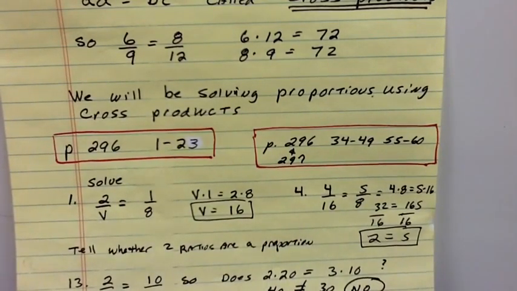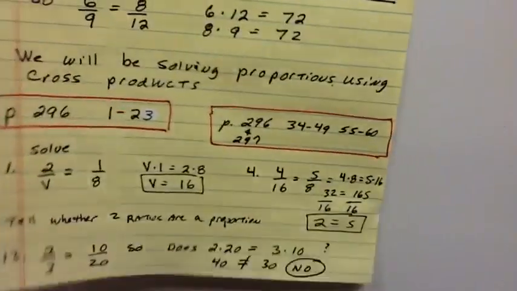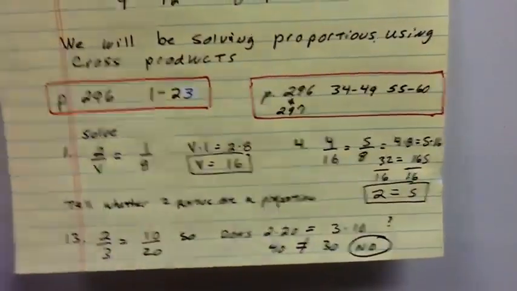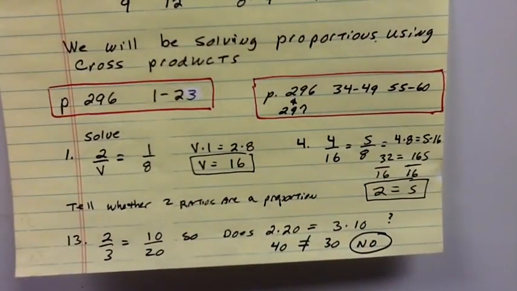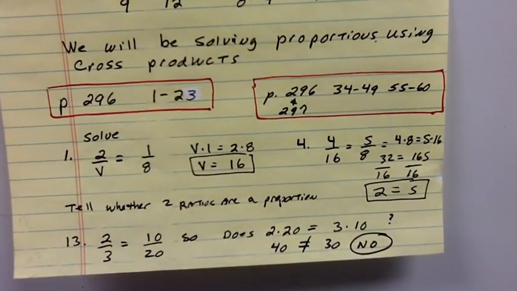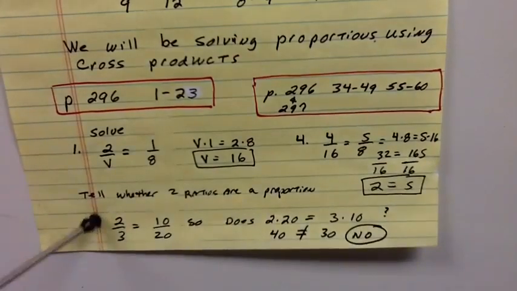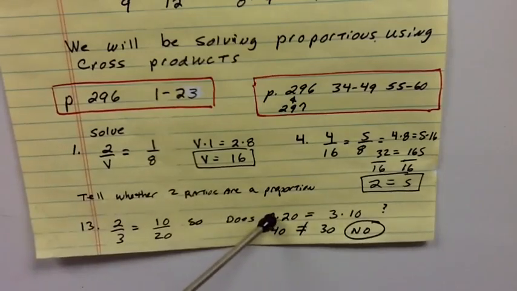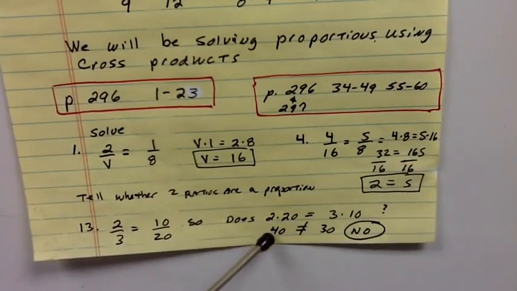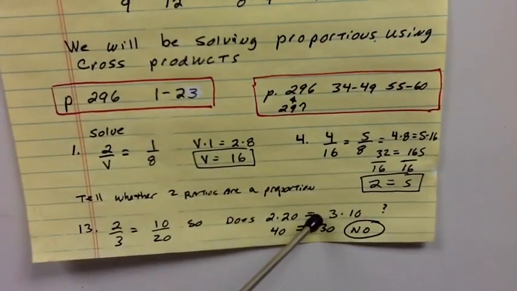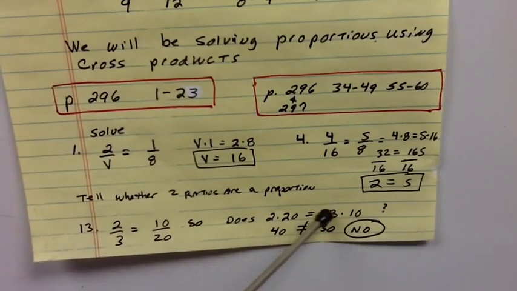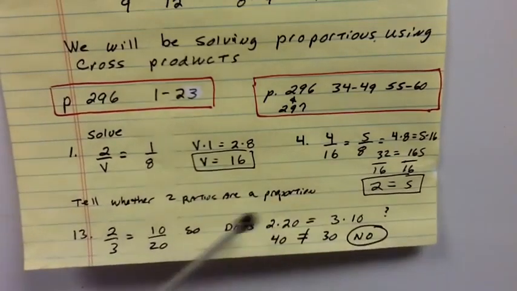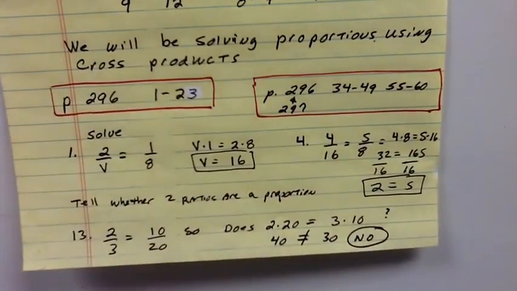Okay? The next problem says, tell if the ratios are a proportion. And I do that again by cross multiplying. I have 2/3 and 10 over 20. So I multiply 2 times 20 to get 40. And another cross multiplication is 3 times 10, which is 30. 40 does not equal 30, so this is not a proportion.